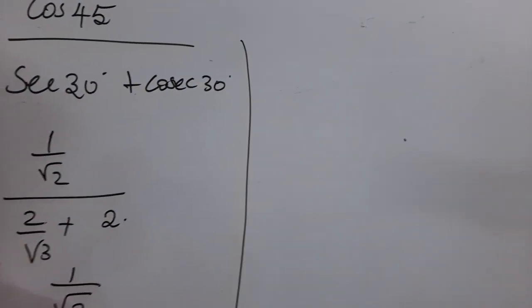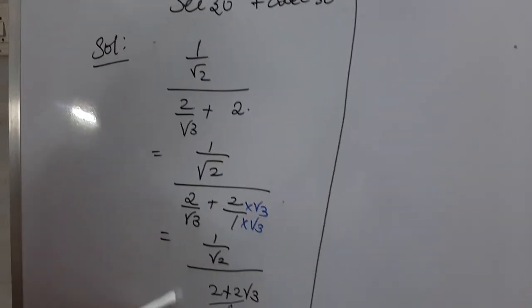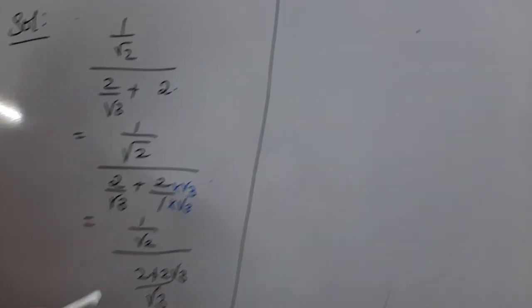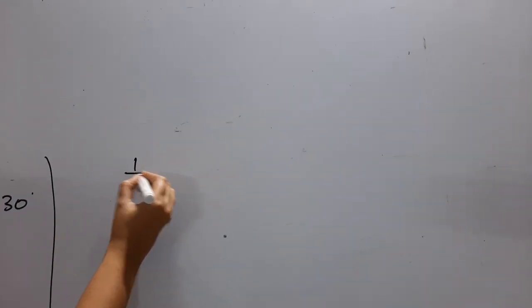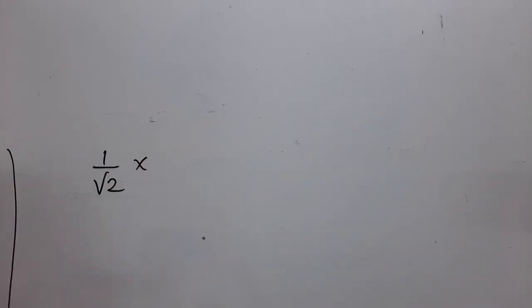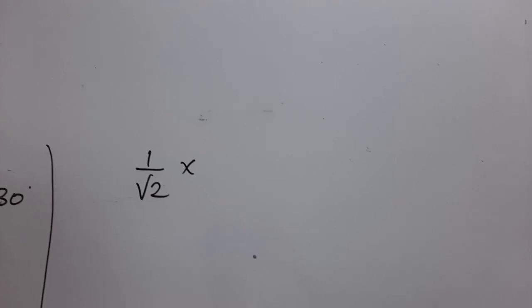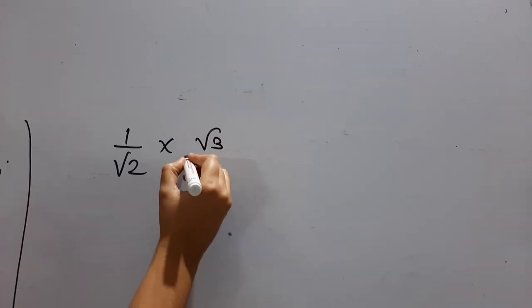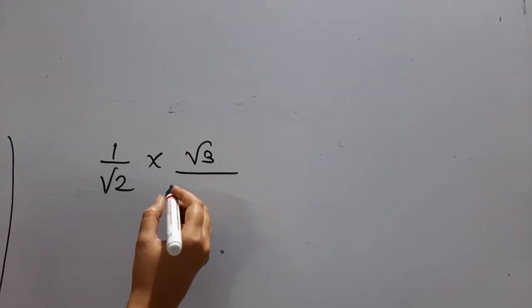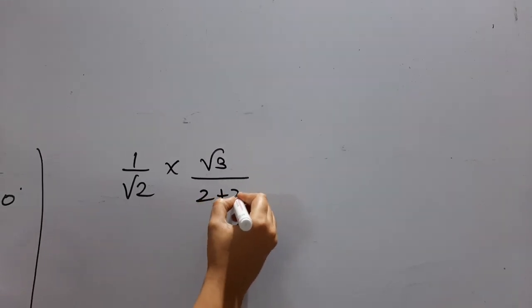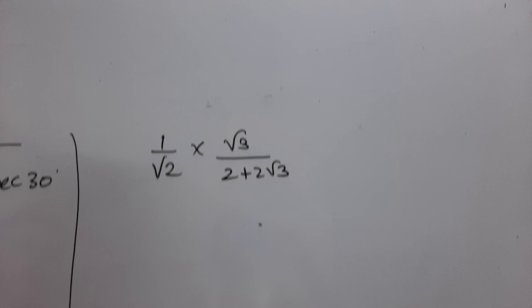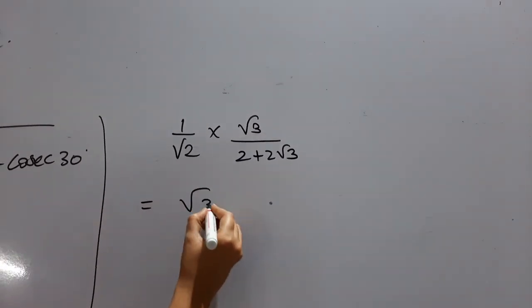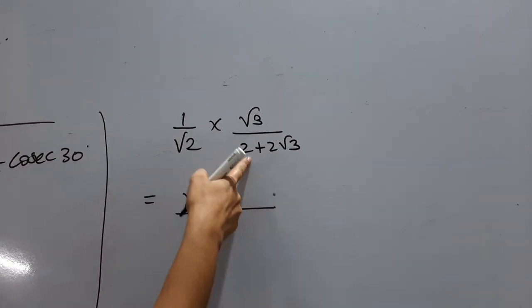Now I have two fractions as a single fraction here. So I am writing the numerator as such and I am going to reciprocate the denominator. To convert division to multiplication, I am reciprocating the denominator. So what will I get as denominator? Root 3 divided by 2 plus 2 root 3. If I multiply, what will I get? Root 3 divided by root 2 into 2.